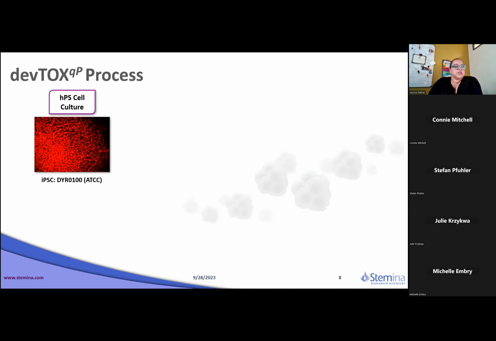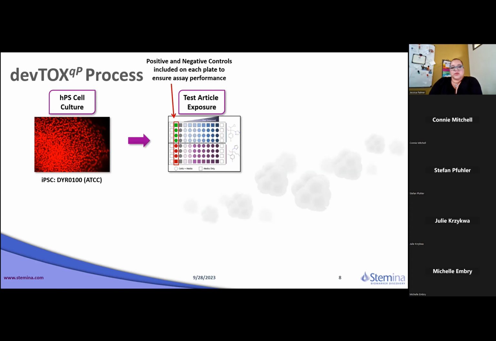The process that we use is we take the cells in their undifferentiated state and plate them into a 96-well plate. We look at 8 concentrations of each chemical or sample. That concentration range is based on the chemical type, discussions with the sponsor, the solubility, really all the data that's available to us. Every plate includes positive and negative controls to make sure that everything in the assay is performing as it should, and that the cells are metabolizing in a manner consistent with the predictive model.